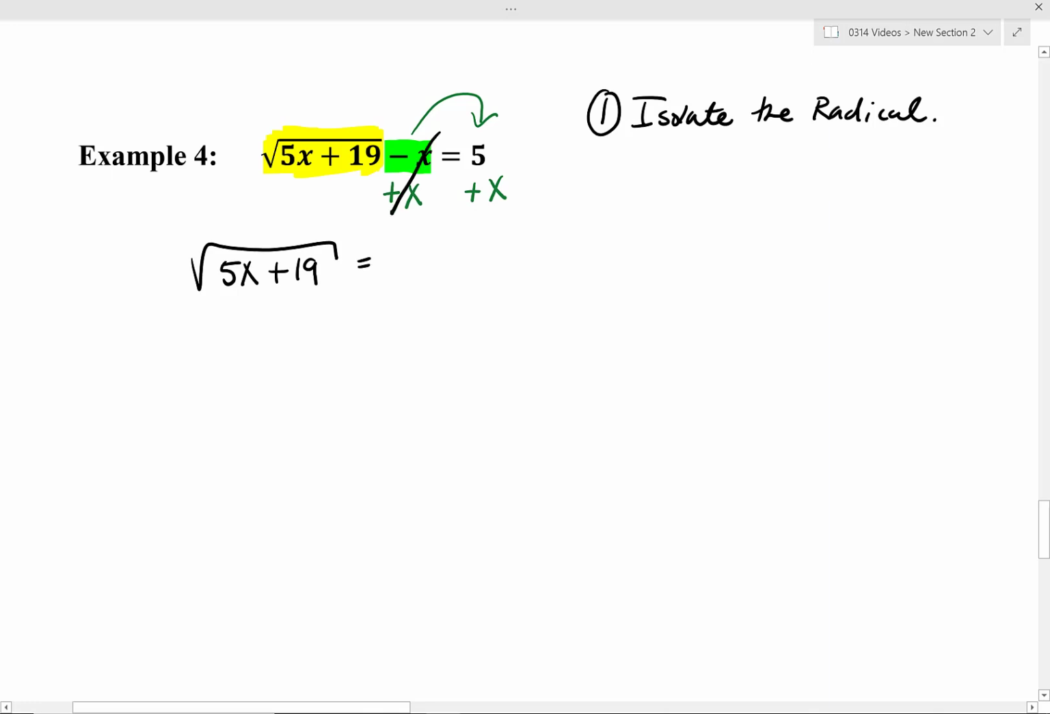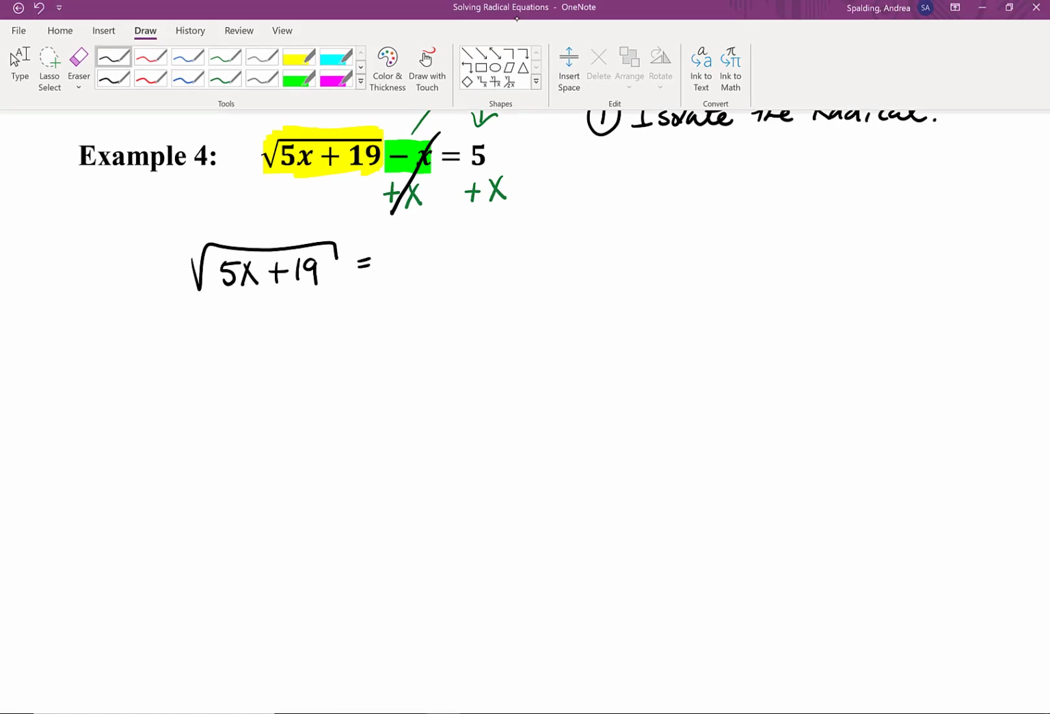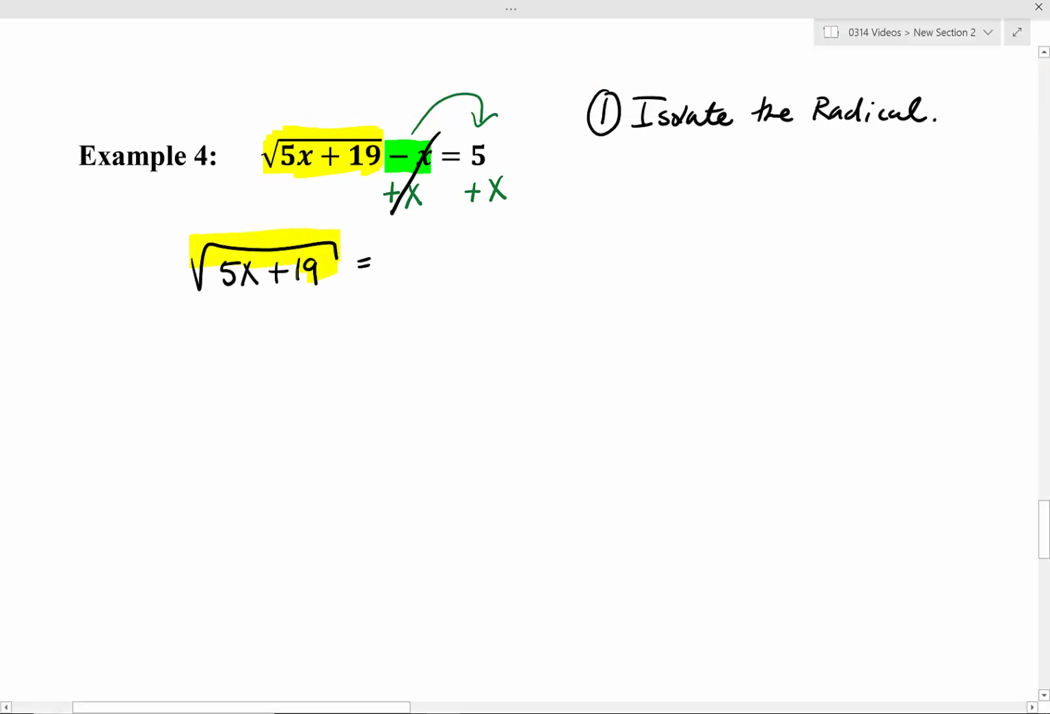So -x plus x, those cancel out. So on the left-hand side now, I have that radical isolated. Now there's nothing in front or behind that square root symbol. Okay, now what about the right-hand side?